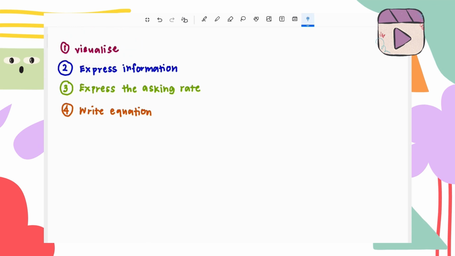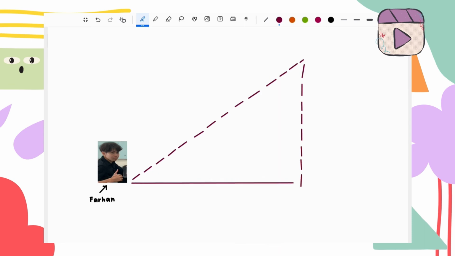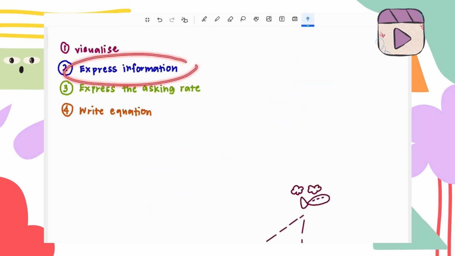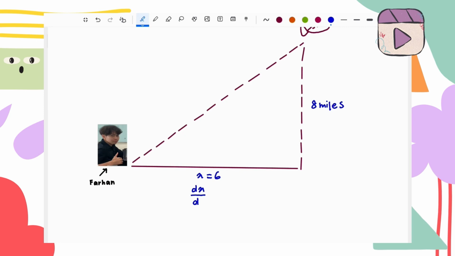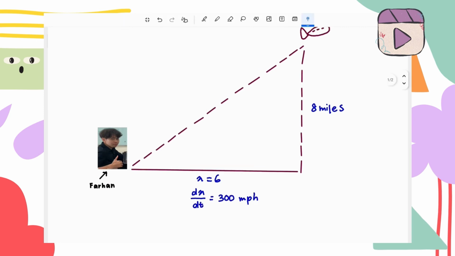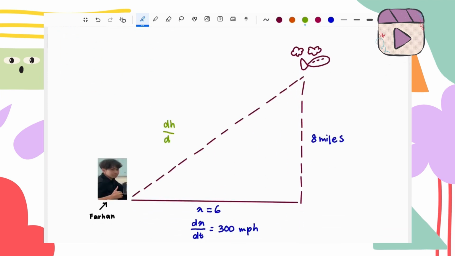Firstly, we have to draw a diagram to help visualize the problem. So this is Farhan. We construct a right triangle with Farhan and the plane's distance as the triangle's hypotenuse. Next, we express the given information and rates by looking for units with time in the denominator. After that, we express the asked rate by looking at the question, such as how fast or find the rate.